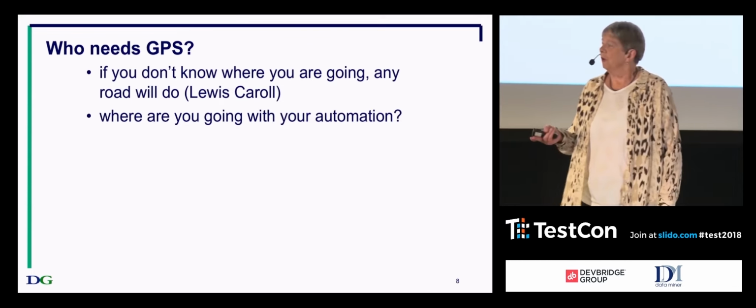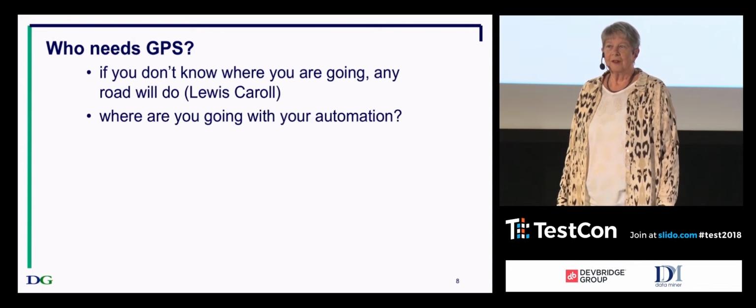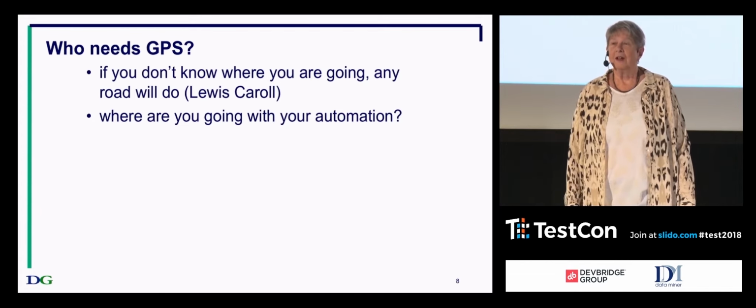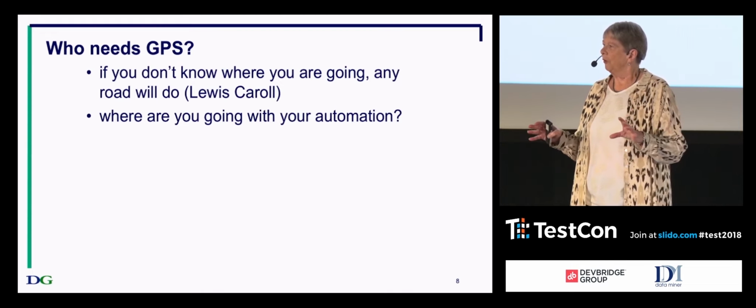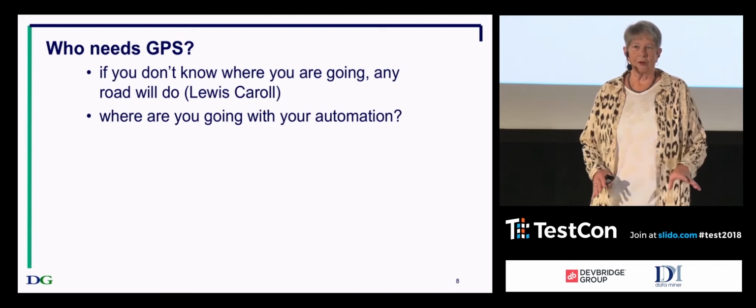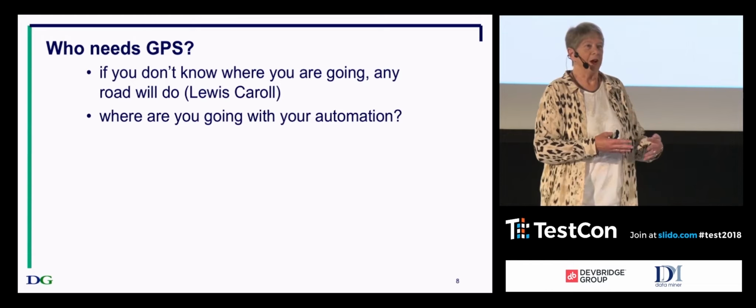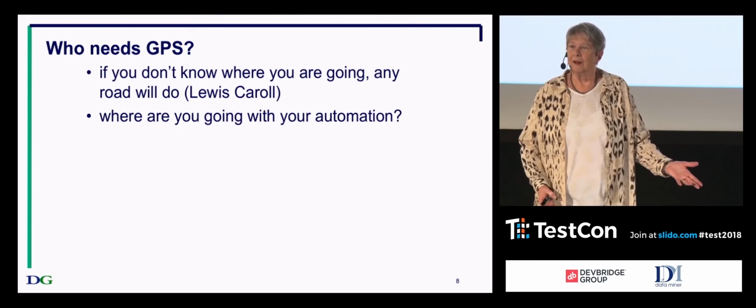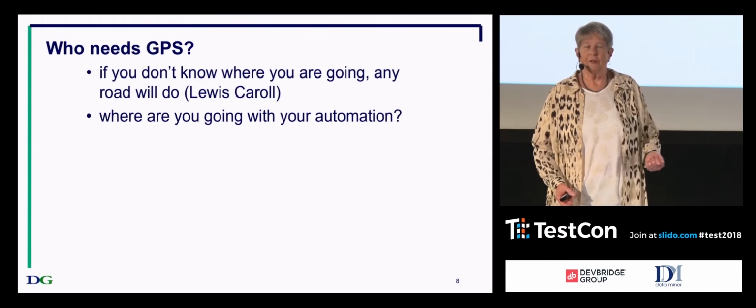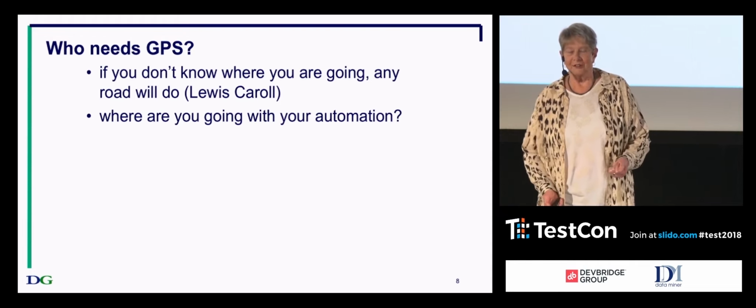But where are you going with your test automation? A lot of people have no idea. A lot of people have never thought about what the goals should be for test automation, have never thought about what they're actually trying to achieve and why. Why are we doing it? Oh, everyone's doing it. It's fashionable. That's not a good reason.